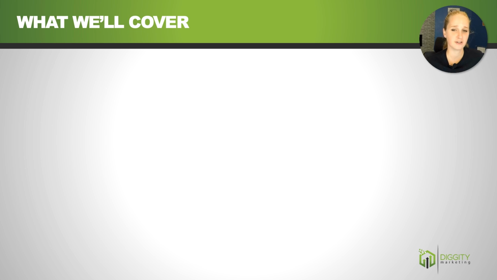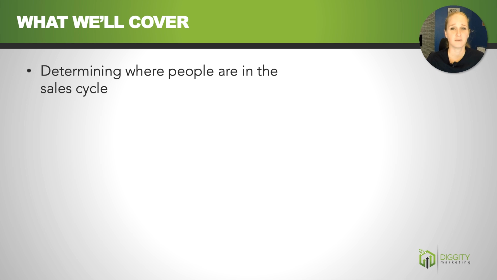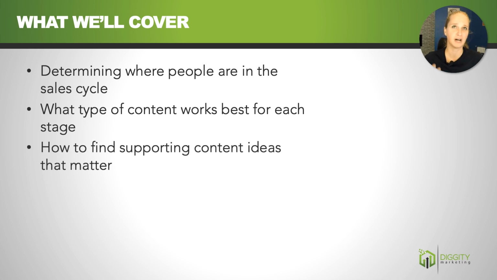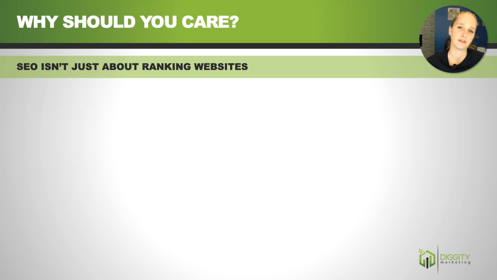So what are we going to cover in this video? Like I said, it's just going to be the intro to conversion rate optimization, and the basics of that is knowing where people are in the sales cycle so that you can ultimately give them what they're looking for when they get to your website. I'm also going to talk about what type of content works best for each stage, and you're going to get a little behind-the-scenes look of how personally I find supporting content ideas that matter. So these are supporting content ideas that actually work with your website to help push people further through the buying cycle.